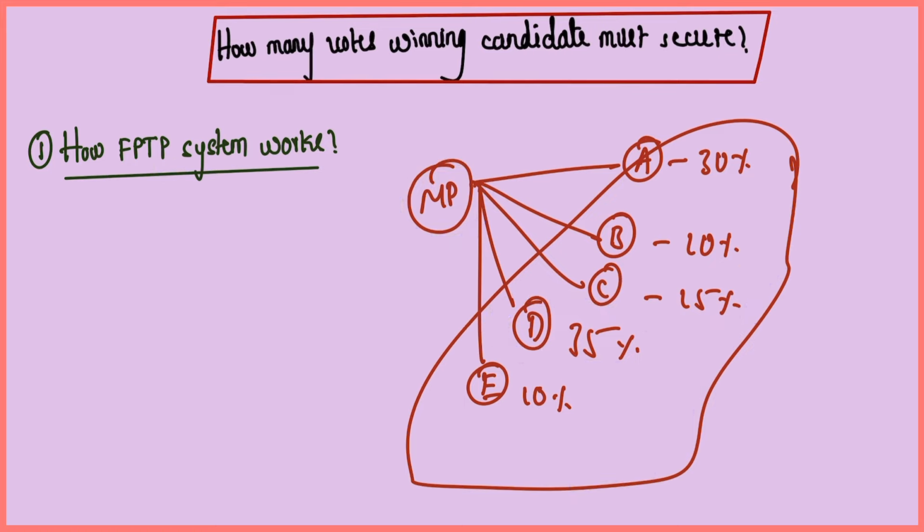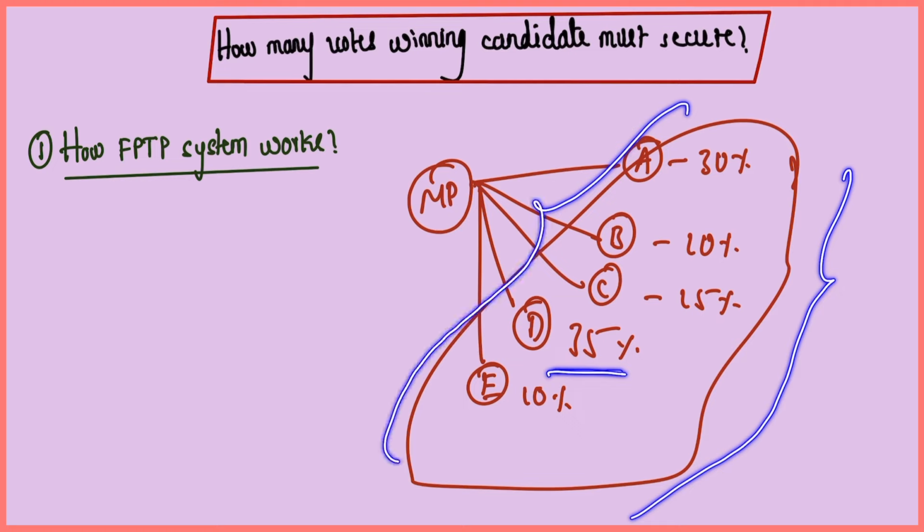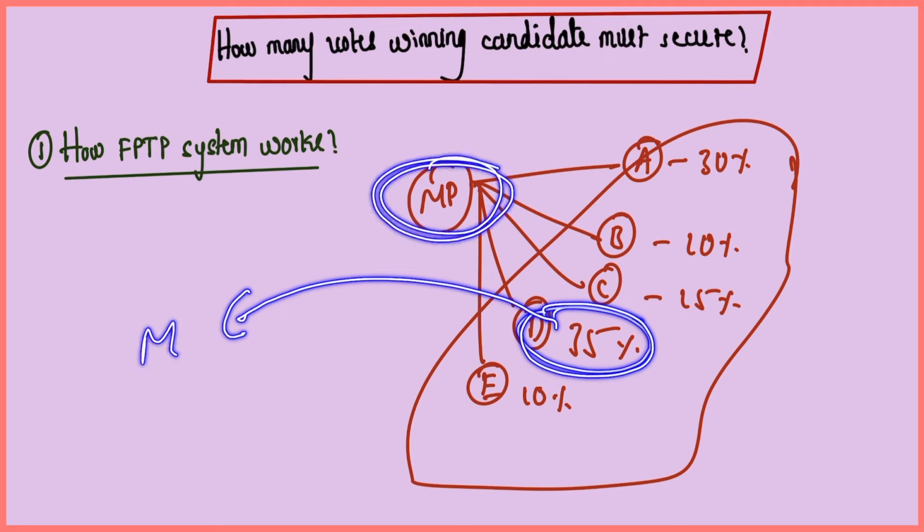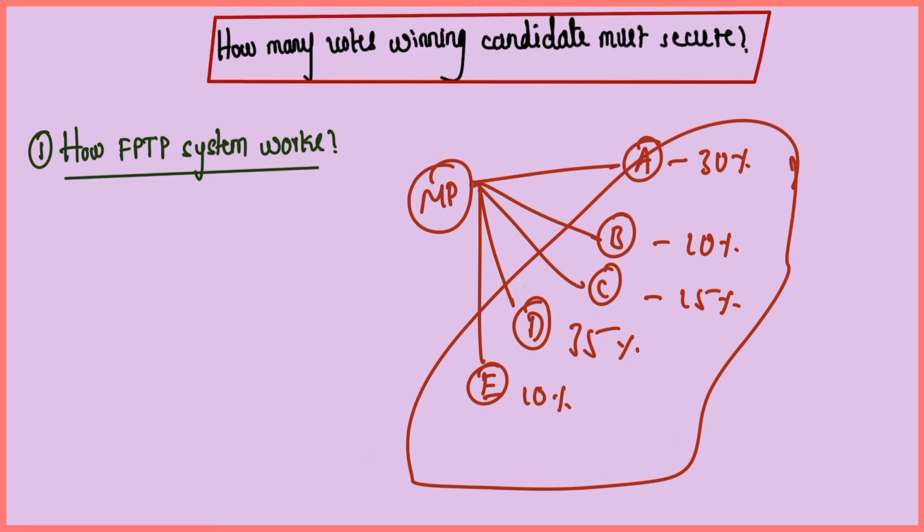Now tell me one thing, does this percent represent the majority of the population in this constituency? No. Only 35% of the voters have said that he should be the MP of our constituency. So this is what the first past the post system says. But the election of president is different. President is not just an MP. President is going to represent the entire nation, right?